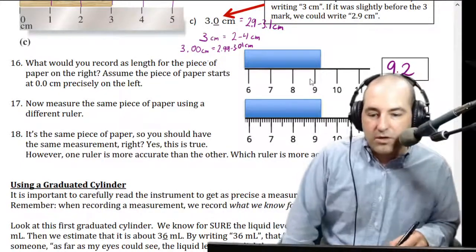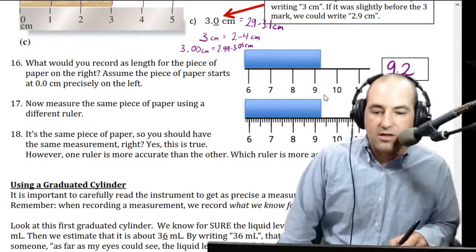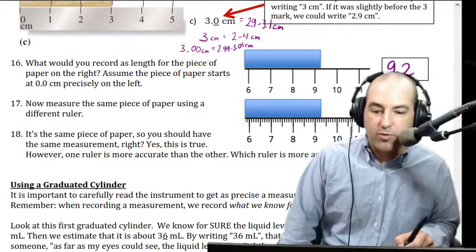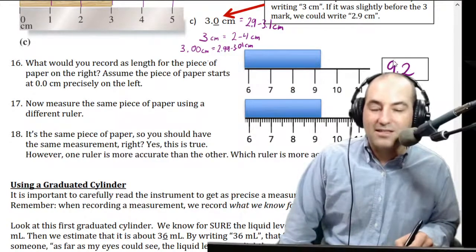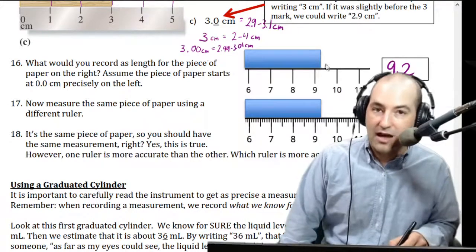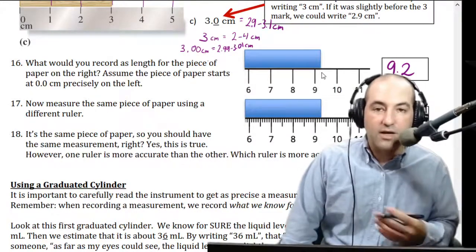So when we do these types of exercises, the other thing to note is just because this one kind of proved that it was a 2, if you put a 1 or a 3 for this first one, that's still okay. That's still correct because we didn't have those marks to tell us. So we had to estimate it.